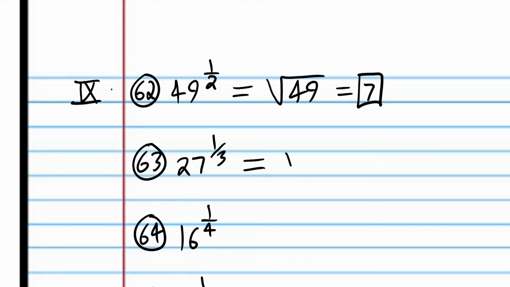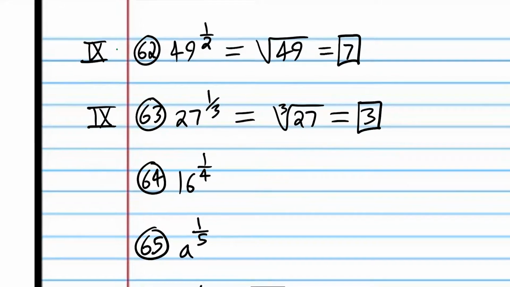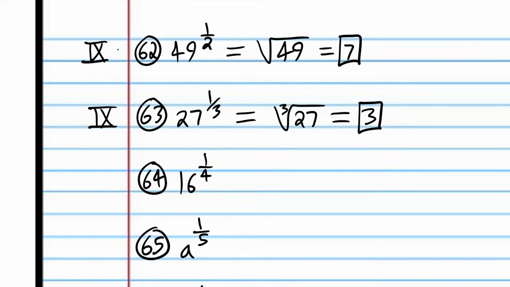All right, we're back. That's 1/3 power, so it's going to be cube root 27, which is 3. 3 times 3 times 3 is 27, and that is rule number 9. All right, so if you got that answer, good job. Try number 64, and when you come back, we'll do it together.